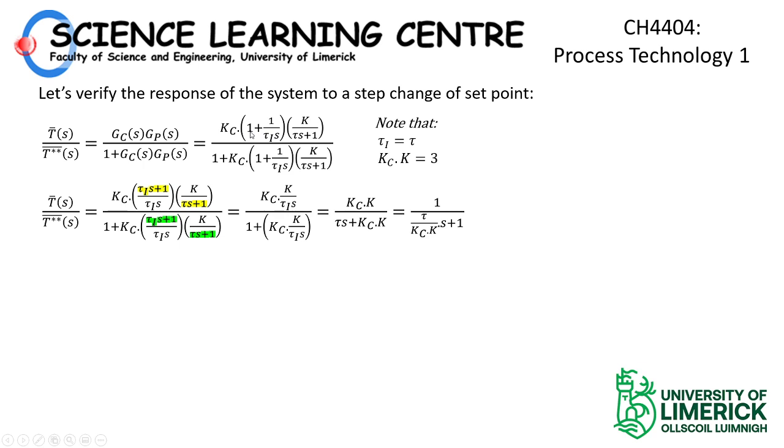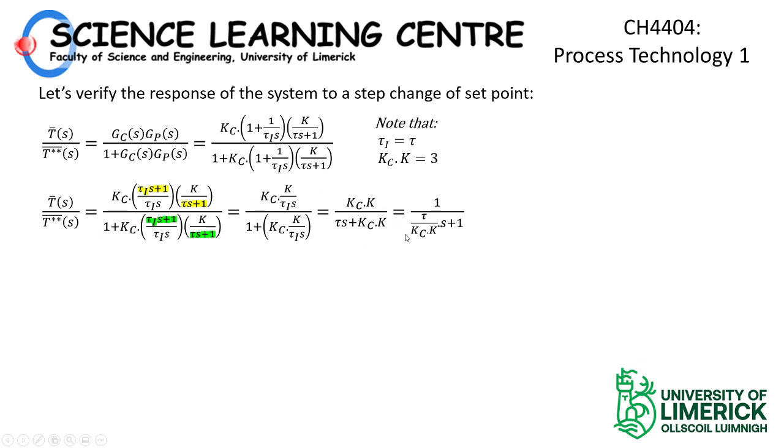Now we want to add the 1 to 1 over tau Is. So to unify the denominators, we get tau Is plus 1 over tau Is. And tau Is plus 1 and tau S plus 1 are exactly the same thing, because tau I is equal to tau, and hence they can cancel out. This happens both in the numerator and in the denominator, giving us this simplified form.